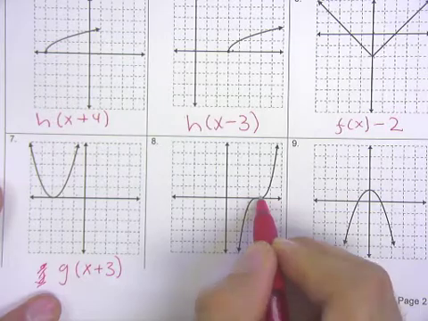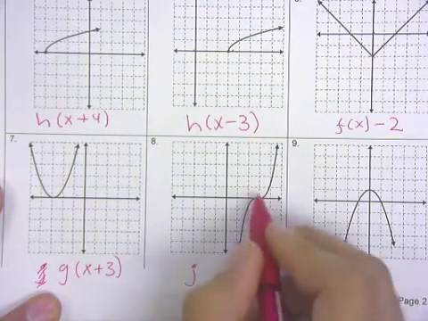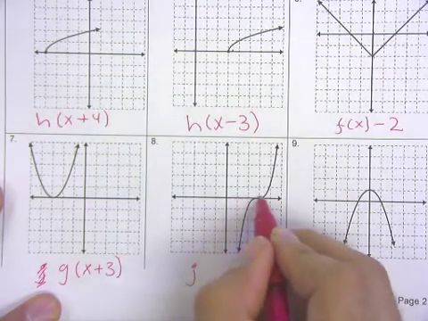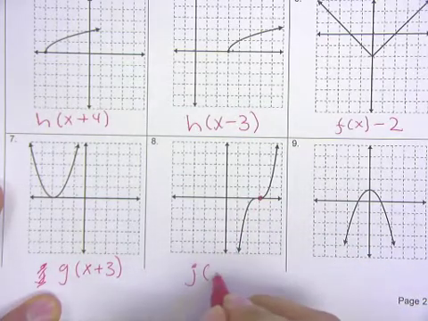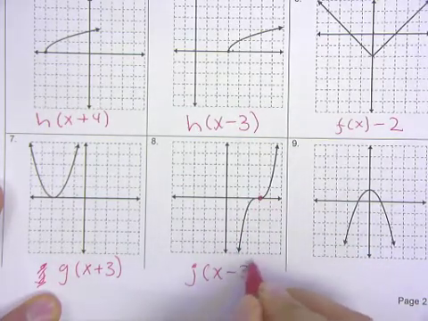Here we've got the cubic, so that's j now. There it is. And it's shifting 1, 2, 3 to the right. So that's going to mean I have to subtract 3 there.